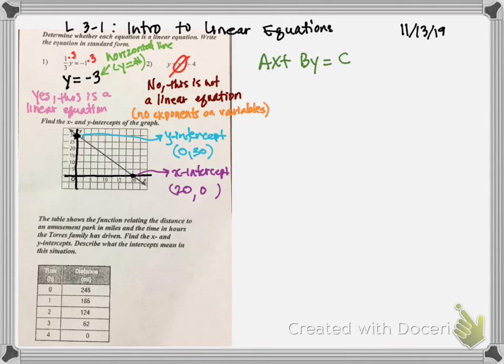All right, last one. It says the table shows a function relating the distance to an amusement park in miles and the time in hours the tourist family has driven. Find the x and y intercepts and describe what the intercepts mean in this situation. Am I going to have to do something to figure out the x-intercept and the y-intercept? Really? What am I going to have to do?